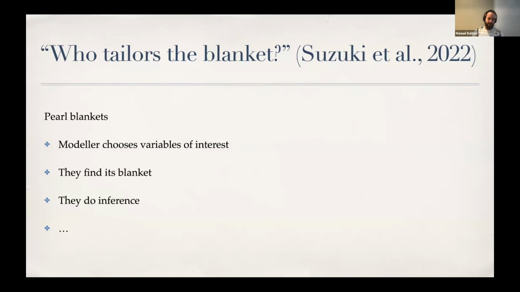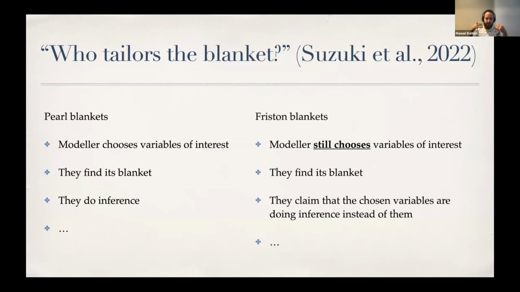In Friston blankets, the thing is, we are still doing the same thing. We still need to choose a variable. So even if the modeler disappears, it cannot disappear before a variable of interest is chosen. So the part where I said the thing is happening within a model, well, it's happening within a model once we chose the variable of interest. Then we find the blanket, and then we start doing inference. But in this case, it is claimed that the inference is being done by the thing we are choosing. And in that case, the claims are a bit more ambiguous, because if you chose the thing and you're saying that that thing is doing inference, it is less clear what the final claim really is. And I'll leave it at that.